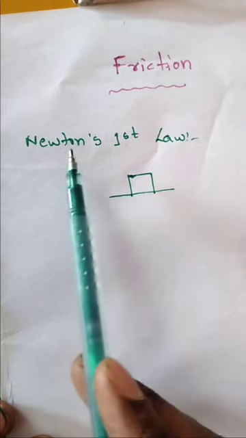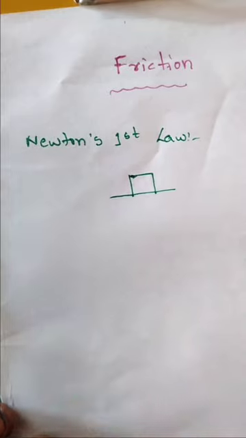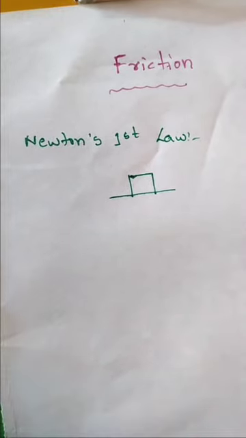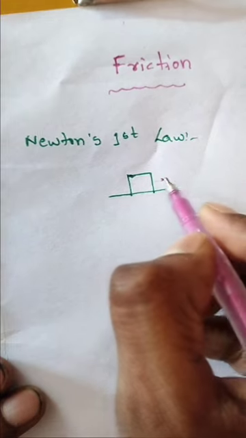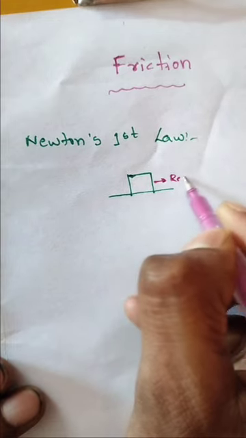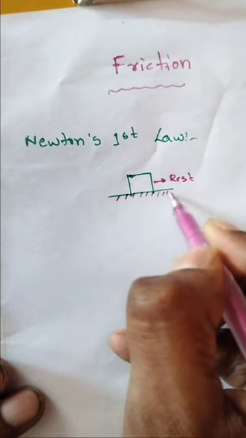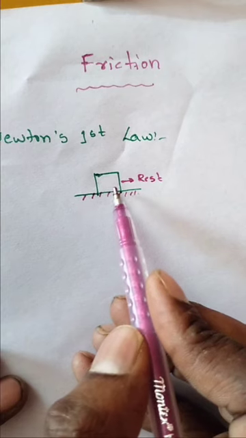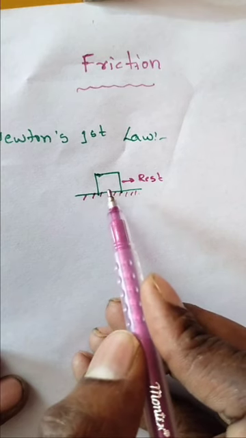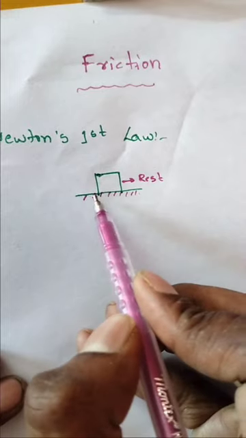So here I am taking first Newton's first law. We know that very well. So what is Newton's first law? Here I am taking one object. The object is initially at rest on a horizontal surface. So when the object is at rest or moving with constant velocity, it continues unless an external force is acting.